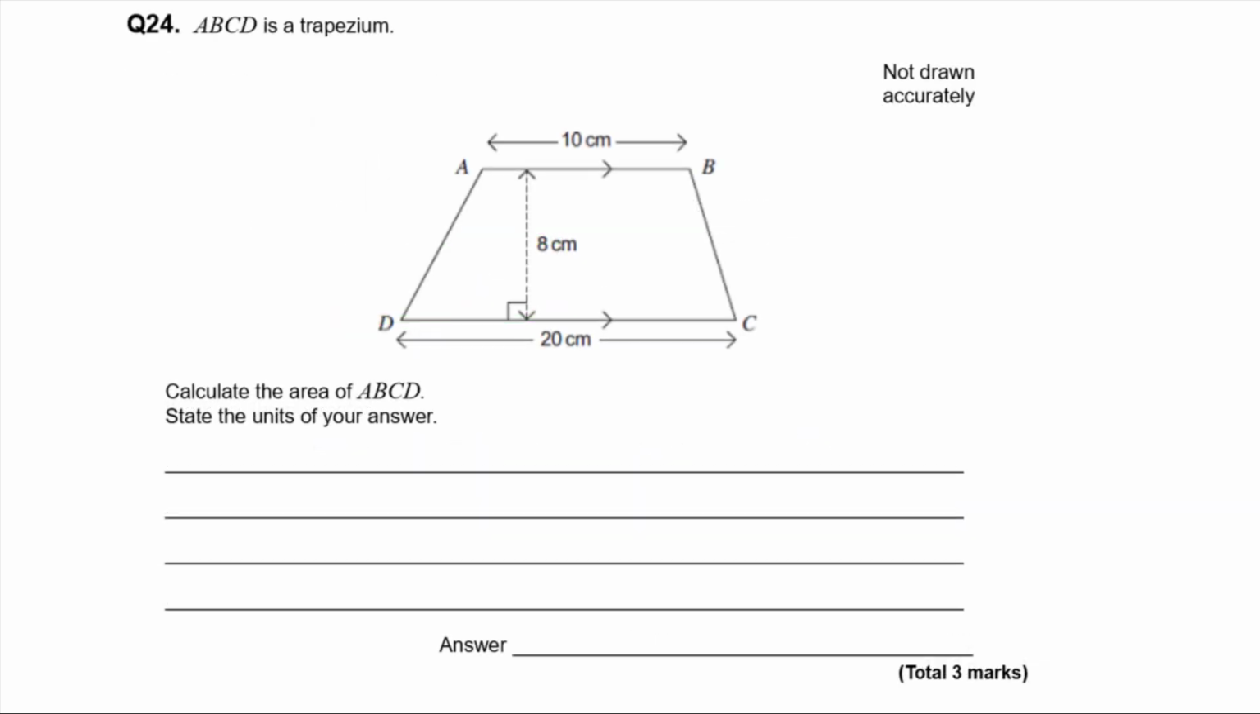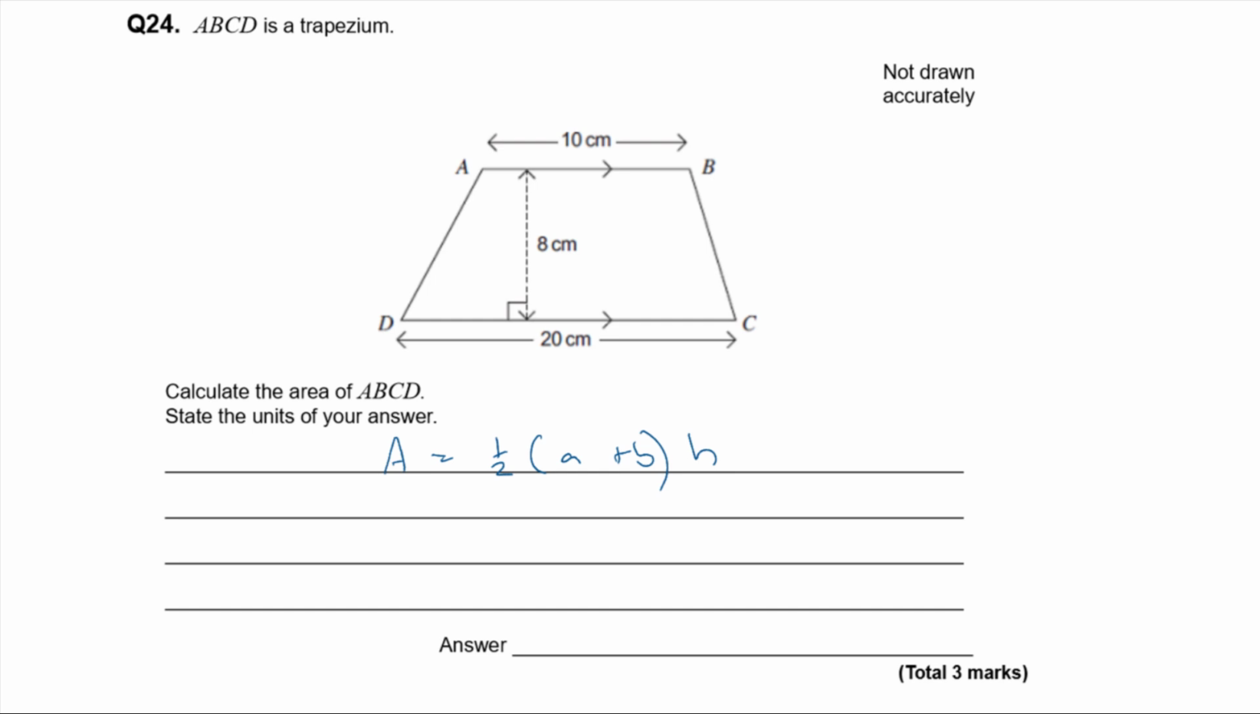Question 24. ABCD is a trapezium. Calculate the area of ABCD. State the units of your answer. The formula for the area of a trapezium is a half (a plus b) times h, where a and b are the two parallel sides and h is the distance between them.